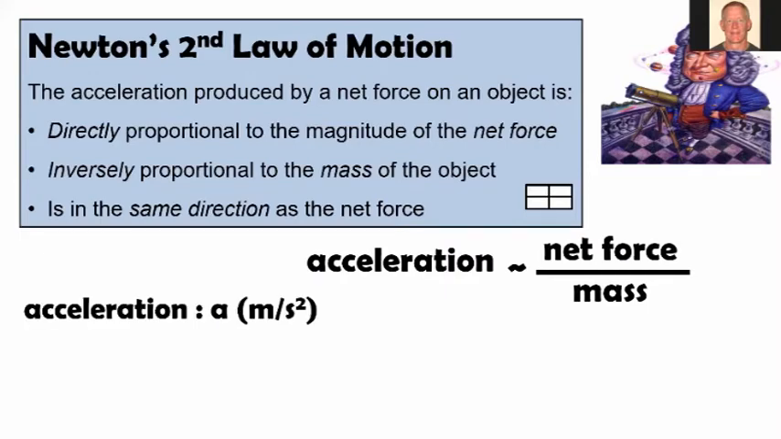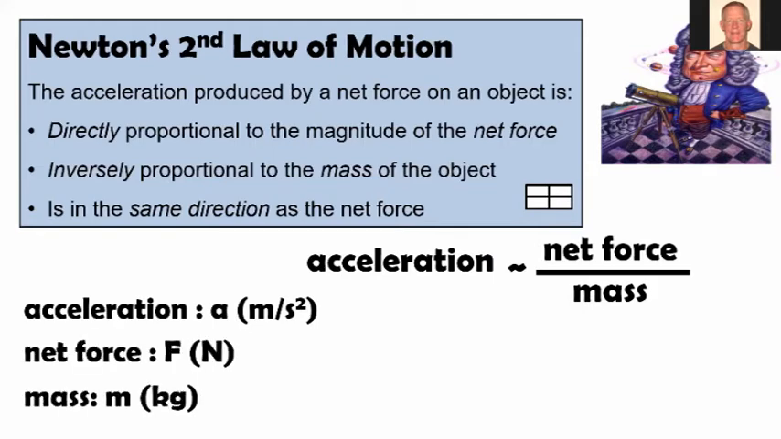So acceleration is in meters per second squared if we use those units, and we use newtons for force and kilograms for mass. We can actually write this as an equation. Acceleration equals net force divided by the mass, as long as we have these different units for acceleration, net force, and mass. So here's the equation.